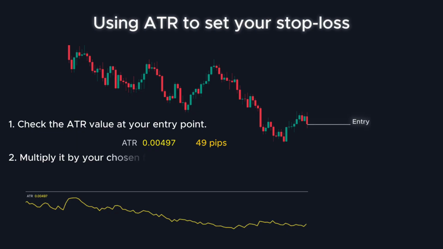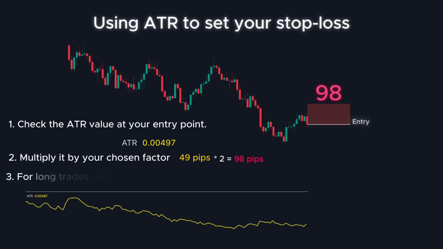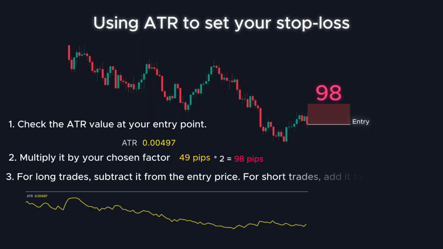2. Multiply by the number you choose. For example, if the ATR value shows the market's volatility as X, multiply it by 1.5 or 2. This will show you the acceptable risk area. 3. If you are opening a long trade, subtract the resulting value from your entry price. If you are entering a short trade, add it to your entry price.